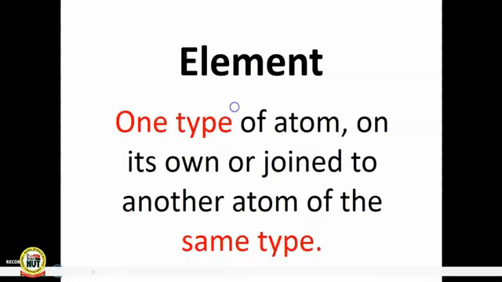Now, what is an element? An element is one type of atom. One single kind of atom, on its own, or joined to another atom of the same type. Meaning, I can join 6 atoms of hydrogen together, and it still will be called an element. I can join 8 atoms of oxygen together, and it still will be called an element. In as much as I have not joined hydrogen and oxygen, then I still have my element intact.